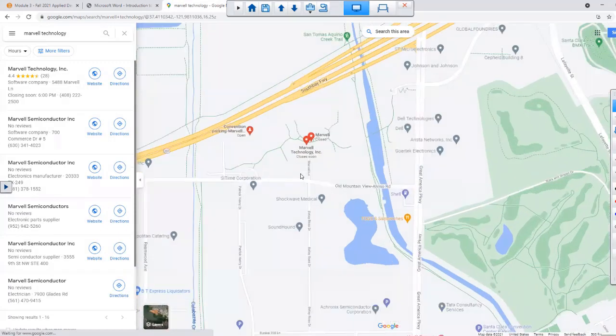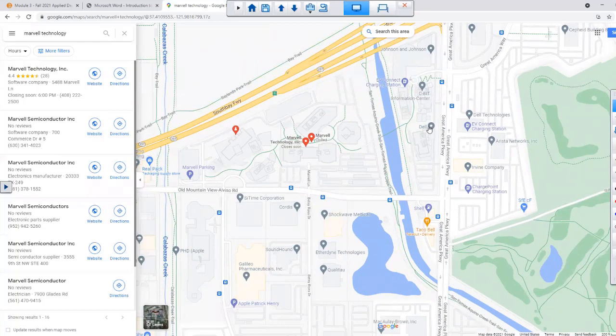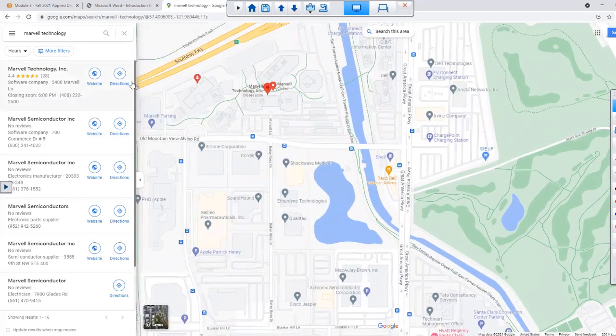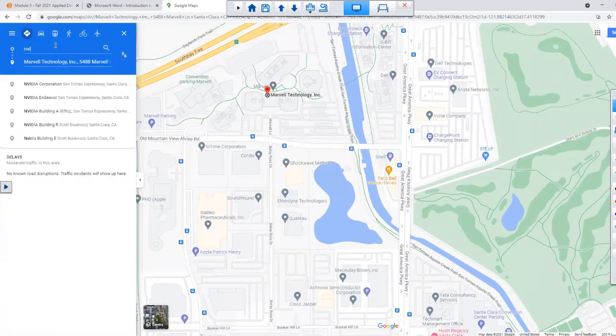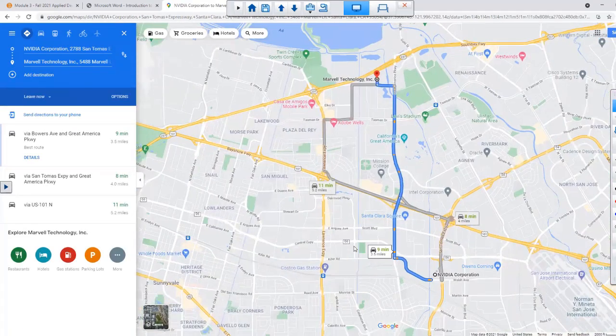This is Marvel Technology, right? And then you see Dell. And then you see NVIDIA. Where is NVIDIA? Let me search. NVIDIA Corporation. I guess it's here, right? Within 9 minutes, you have the two largest chip manufacturers. 9 minutes. Think about the commerce. If you drive out 9 minutes from commerce, what can you see?